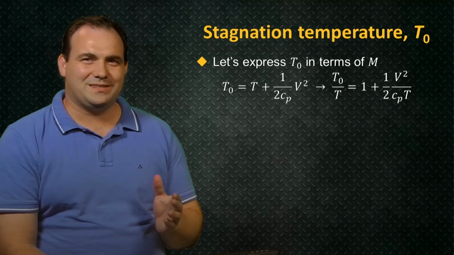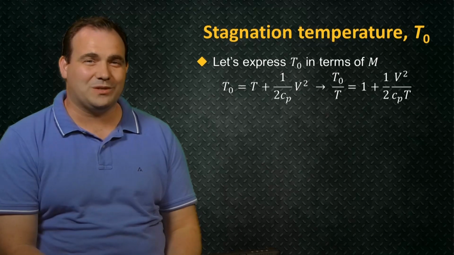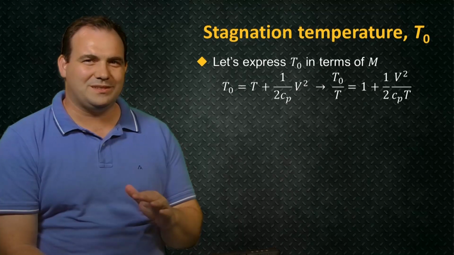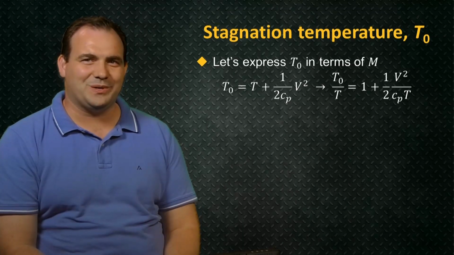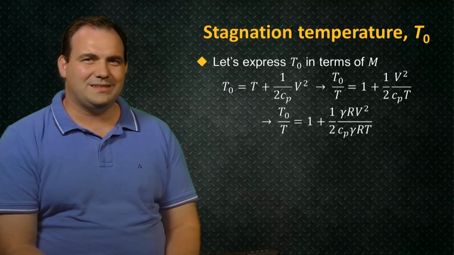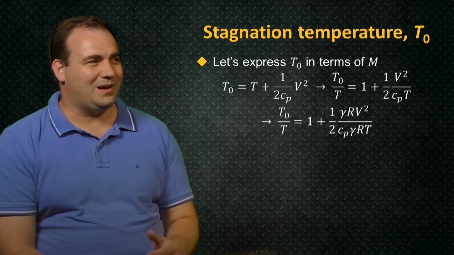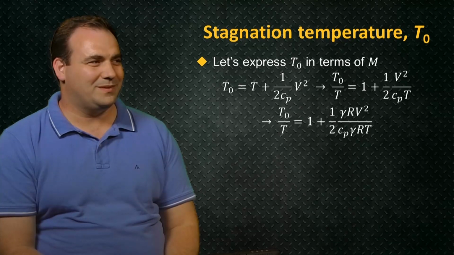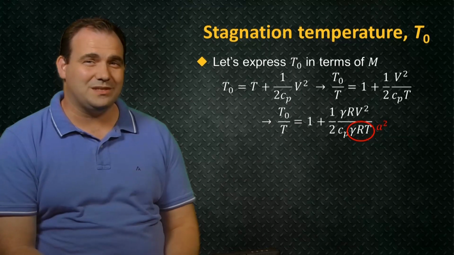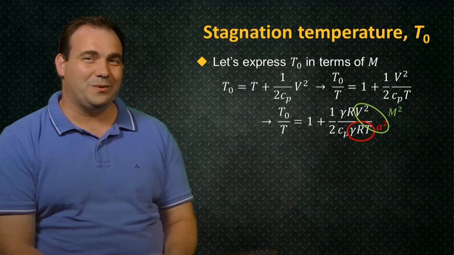Next, let's express T0 in terms of that fundamental quantity which is most important for characterizing a compressible flow, the Mach number. We can do this by first dividing through our expression for the stagnation temperature by the static temperature T. Next, let's multiply and divide the last term by gamma R, so on both the numerator and the denominator. Then what we can see is that we have a gamma RT on the denominator, which is equal to the sound speed squared.